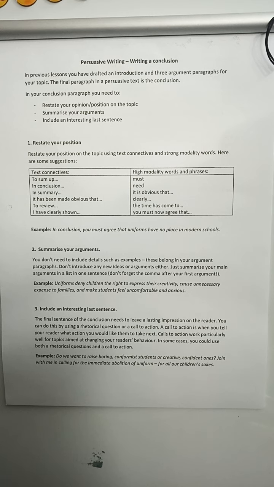So in your conclusion, you are just summarizing your 3 main arguments in a list like you did in your introduction. So don't forget to use your comma after your first argument. Here's my example. Uniforms deny children the right to express their creativity, cause unnecessary expense to families, and make students feel uncomfortable and anxious. So I've taken my 3 main arguments that I've elaborated in my argument paragraph and I've summarized them here, just so my reader is really clear about what my 3 big arguments are.